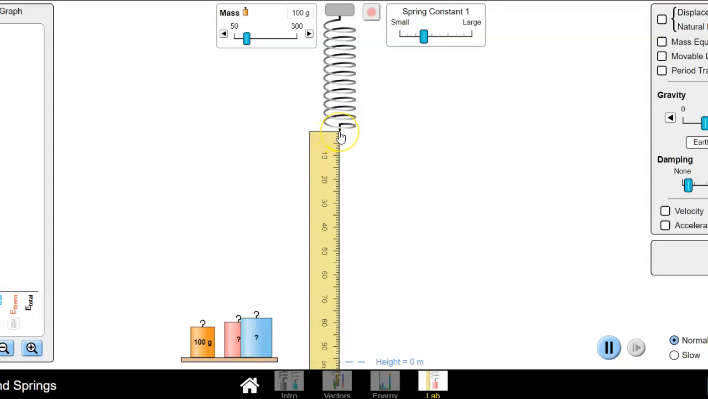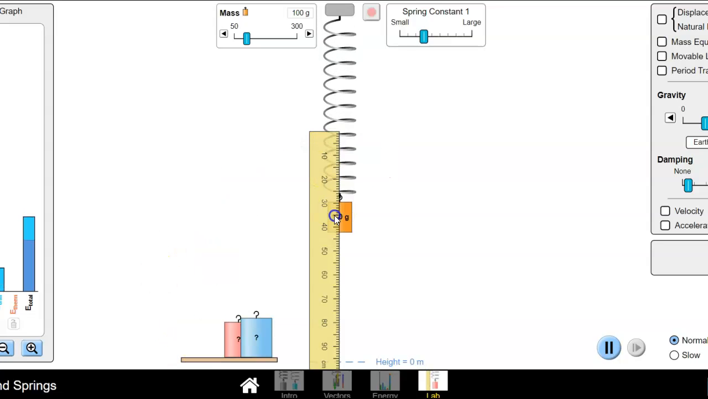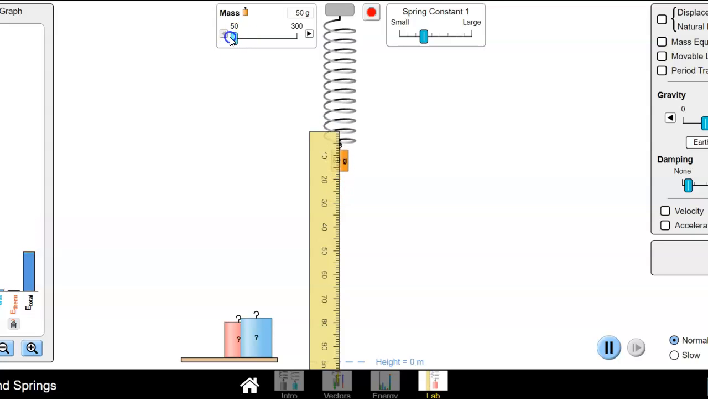So I put the ruler so it's right at the very end of this little coil, and then I can take this mass at the bottom and put it on there. When you put it on, you'll notice that it bounces. We don't want it to be bouncy, so hit the stop sign. And then up at the top you can actually adjust this mass. So I'm going to put it all the way down to 50.